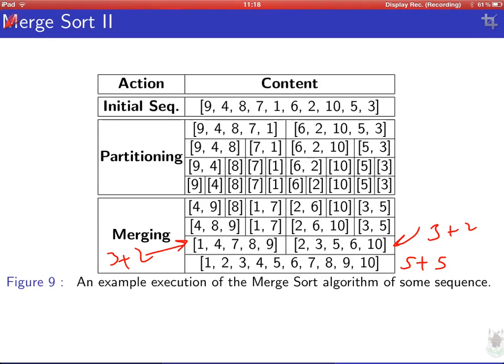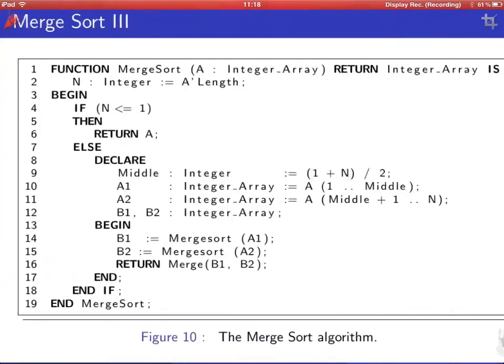So we have merge sort. This is merge sort. It calls the merge function. This is merge sort with comments for you to understand.